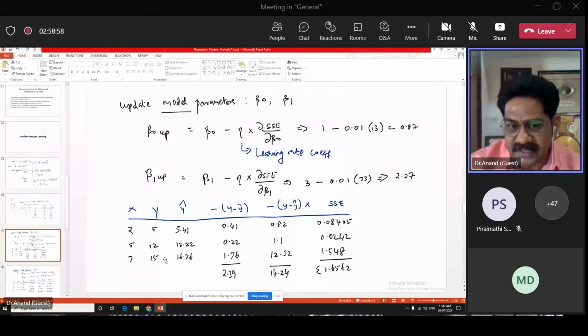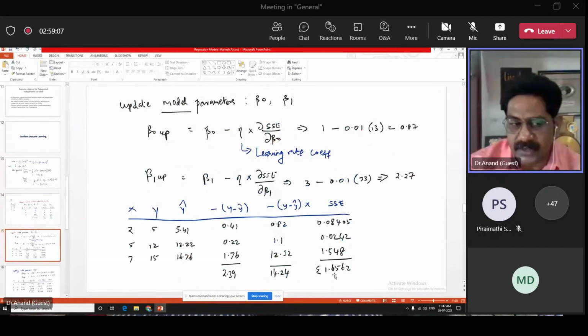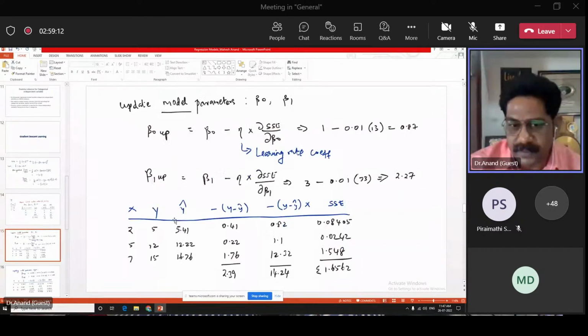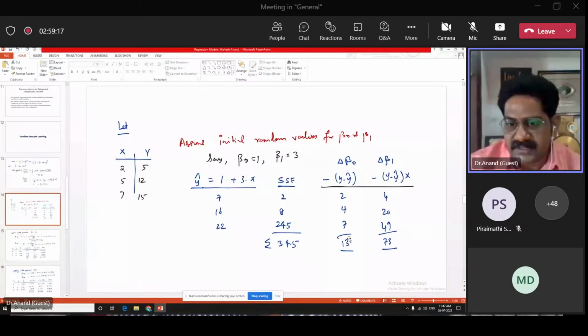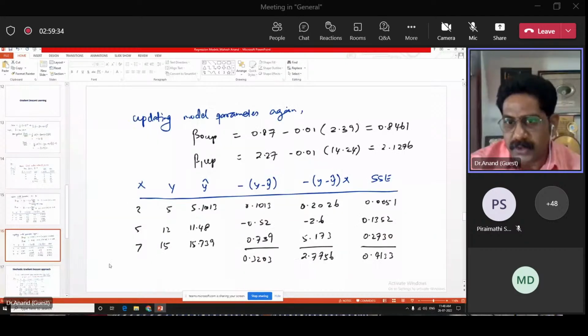Now if I compute the total SSE, initially you can see the total SSE is 34.5 units. Now my total SSE came down drastically to 1.65 units. See, from 34.5 there is a drastic reduction to 1.65. My gradients also reduced. Initially my total gradient for intercept is 13 and for the slope is 73. These scores also reduced to 2.39 and 14.24. Now I need to adjust the values using these gradients, 2.39 and 14.24, so I adjust my intercept and slope again.